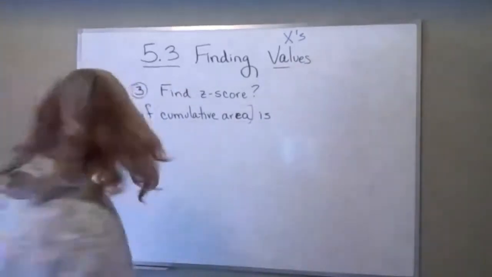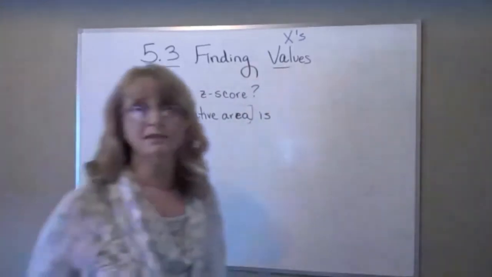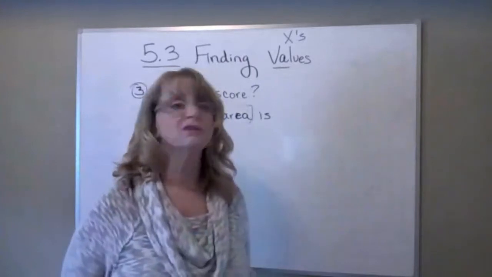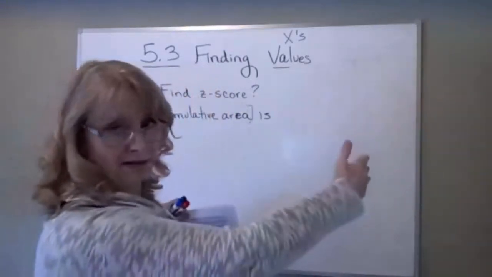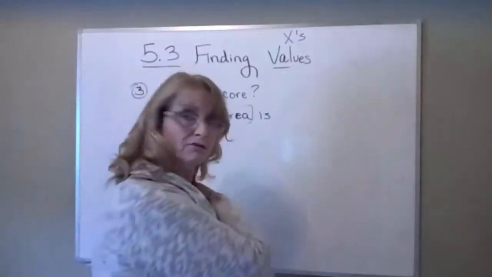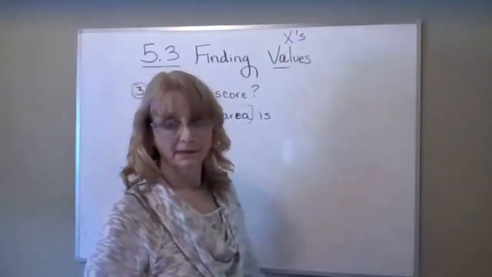My number 3 says, use a table of cumulative areas, and that's what we've got, guys. Our Z table is a table of cumulative areas because cumulative areas are areas to the left. Because cumulative means what you've accumulated up to that point. You may remember when we did cumulative frequency. It was all the frequency, all the stuff that was up to that point.